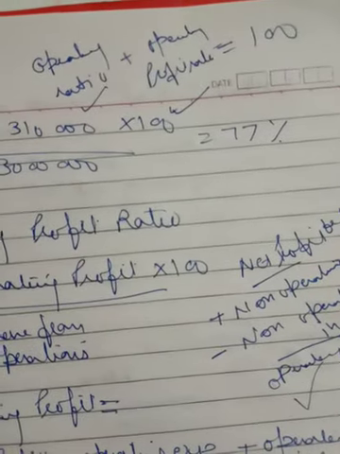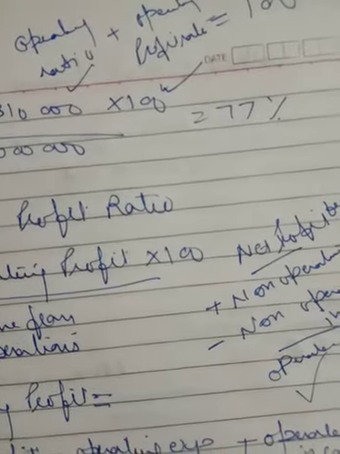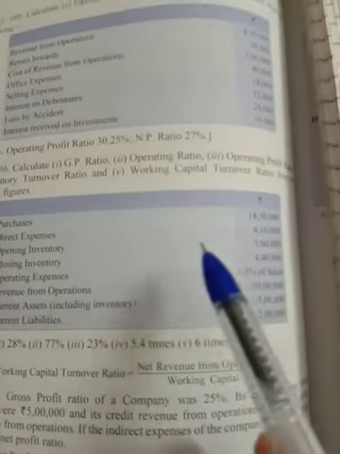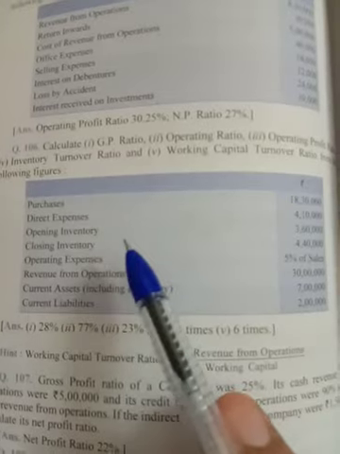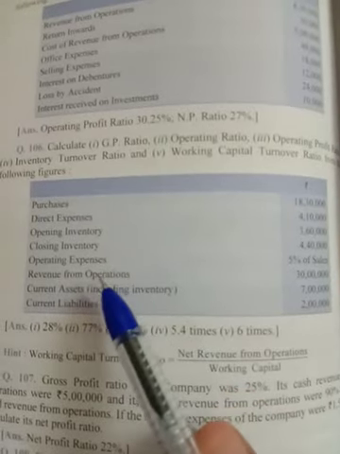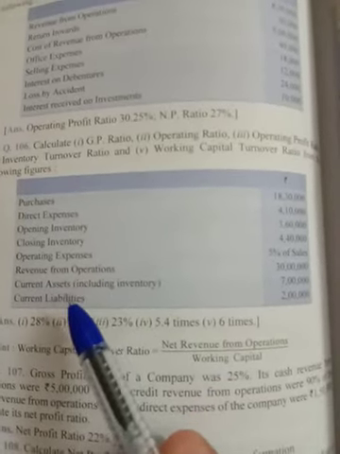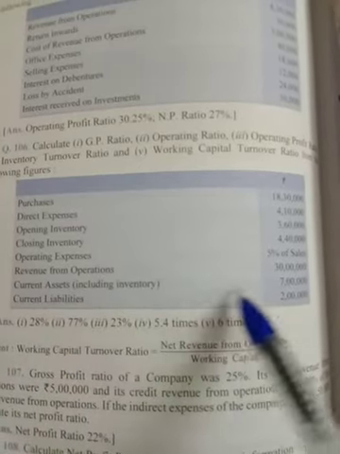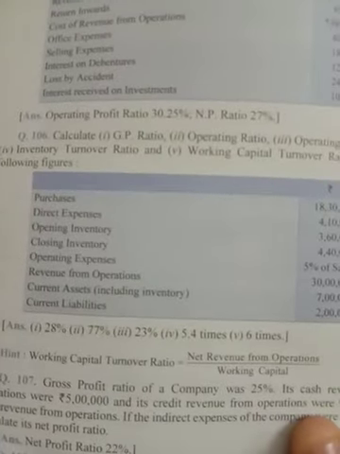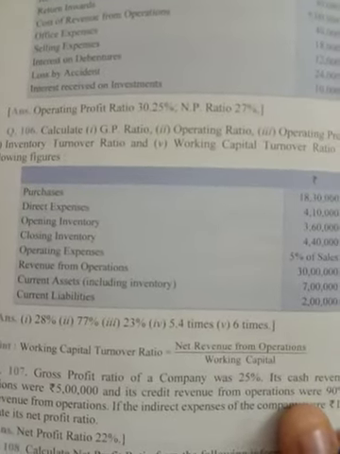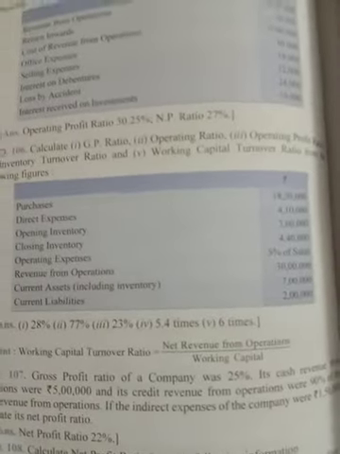Now for taking up the 160th question, you have to calculate the GP ratio when the given are purchases, direct expenses, opening inventory, closing inventory, operating expenses, revenue from operation, current assets including inventory, and current liabilities. So for calculating the gross profit ratio, first of all we need the gross profit here. Direct expenses, opening inventory and closing inventory are there, and purchases are also there.